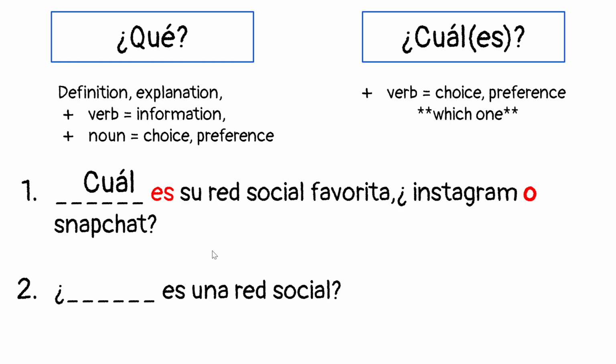The next one, I also see a verb. I know this blank is going to be qué, but we're going to figure out why this one is different. If I put qué in here, ¿qué es una red social? What does the sentence mean? What is a social media? What is social media? This is information. Okay? So qué can be followed by es, but the gist of it, what you're getting, is looking for information, not a choice.